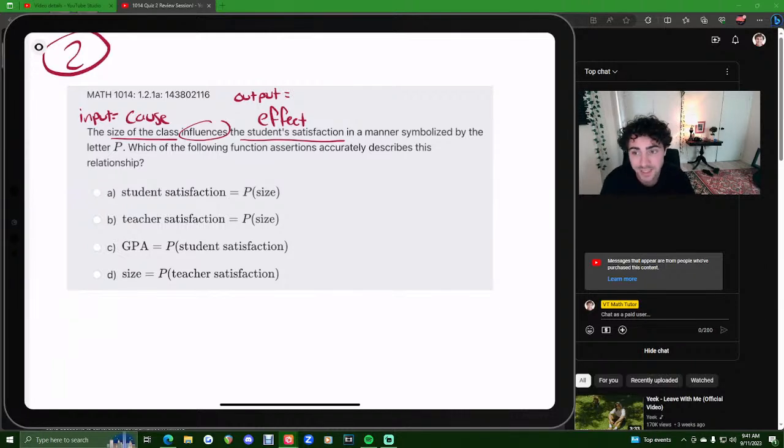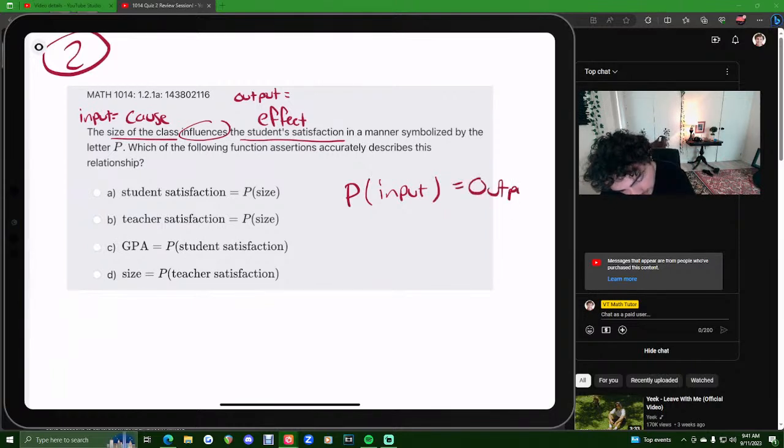So, in other words, the size of the class is the input, and you should always see the input inside of parentheses. You should always see your letter right next to the input, but outside the parentheses, and then your output is always just on the other side of the equation. So you're putting your input into the function P, and as a result, it spits out an output.